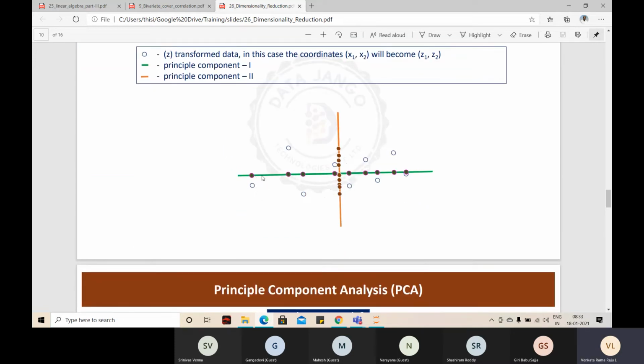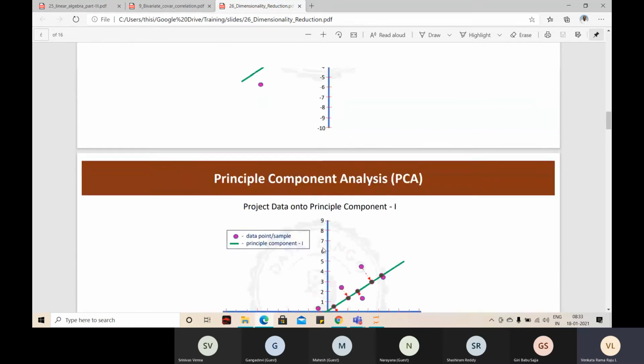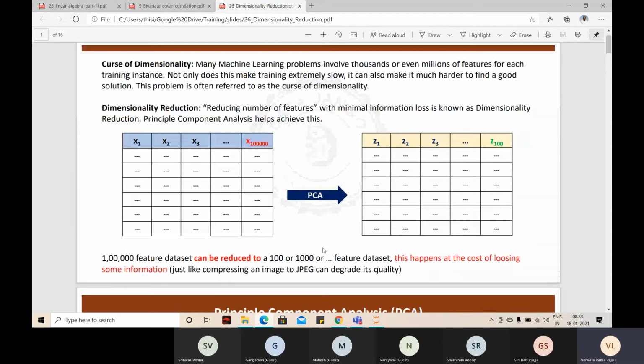Now we got these new data points. The original data points are those. Whatever the essence in them, we extracted and brought into these dots on the axis. So that is PCA, principal component analysis. Let us see it step by step.